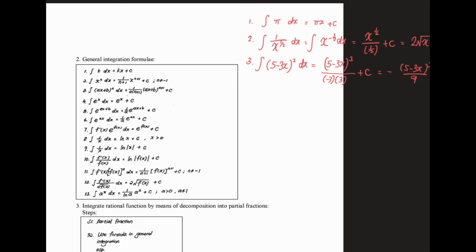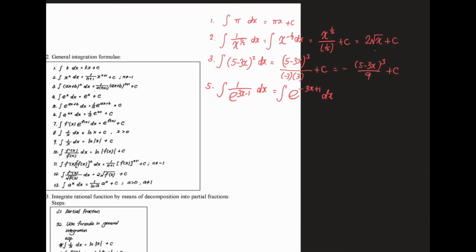Okay, so let's say one example, number 5. Let's say I have 1 over e to the power of 3x minus 1, dx. In order to do integration, I need to bring up the denominator. Then I will have e to the power of 3x minus 1, it takes negative power now, minus 3x plus 1. So now I can integrate by using formula number 5.